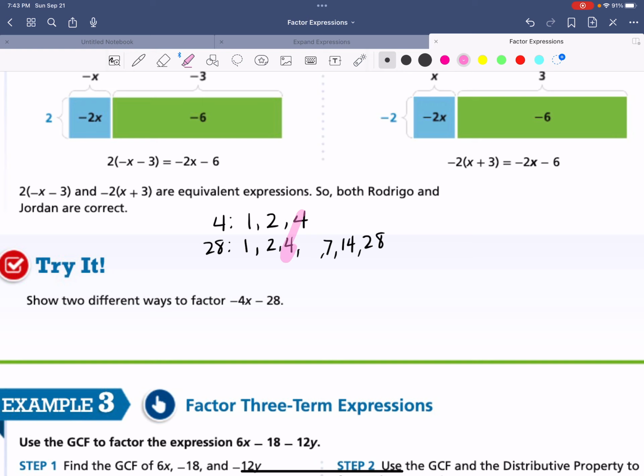Now I try to see what's my greatest common factor. And again, my greatest common factor is 4. So I'm going to factor out a 4. So I put a 4 in front of my parentheses. And I have to ask myself, 4 times what gives me negative 4? Well, that's a negative 1. And then I always keep my variable. And I don't really have to write the 1, right? Because anything times 1 doesn't change. So I can really just keep that as negative x. Then I ask myself, 4 times what is going to give me negative 28? Well, that's negative 7.